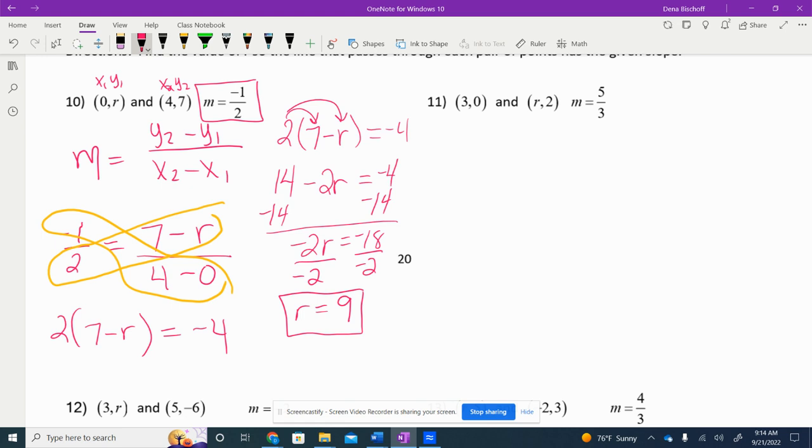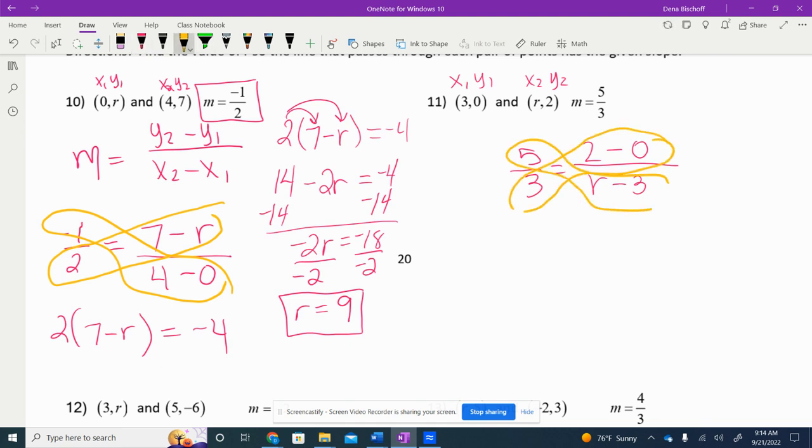Number 11. Same way. I'm going to set it up the exact same way. My slope, 5 over 3, equals x1, y1, x2, y2. All right, so 2 is my y2 minus 0 over r minus 3. So again, I'm going to set up a proportion and do some cross products. So 2 minus 0 is 2. 3 times 2 is 6, equals 5 times the quantity, r minus 3.